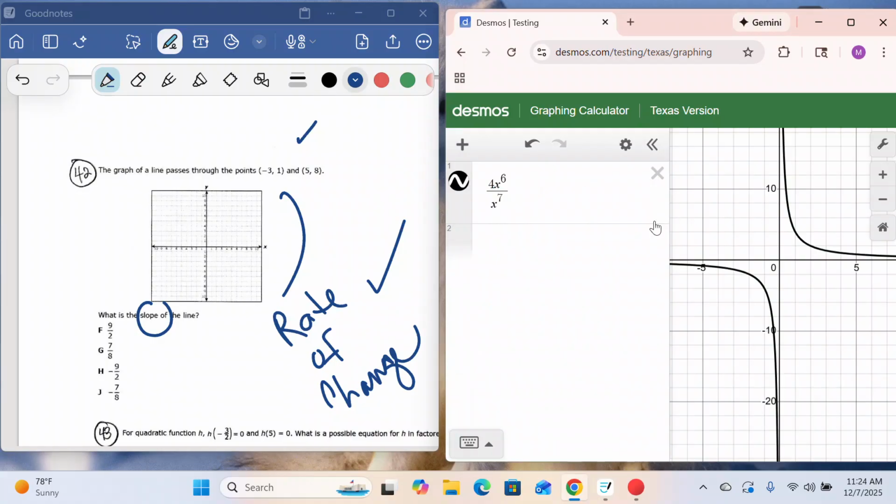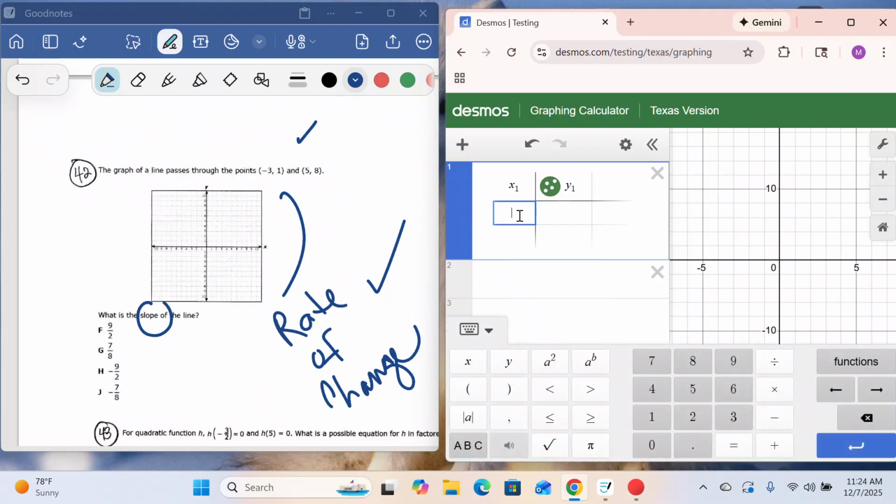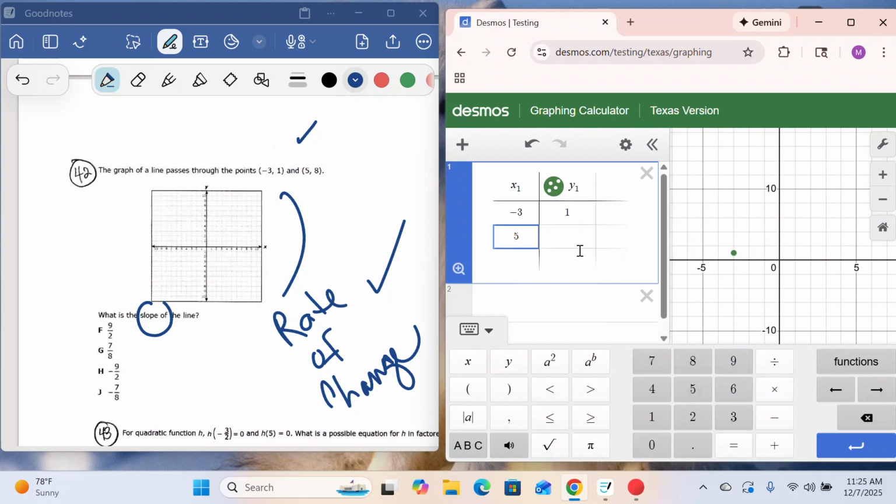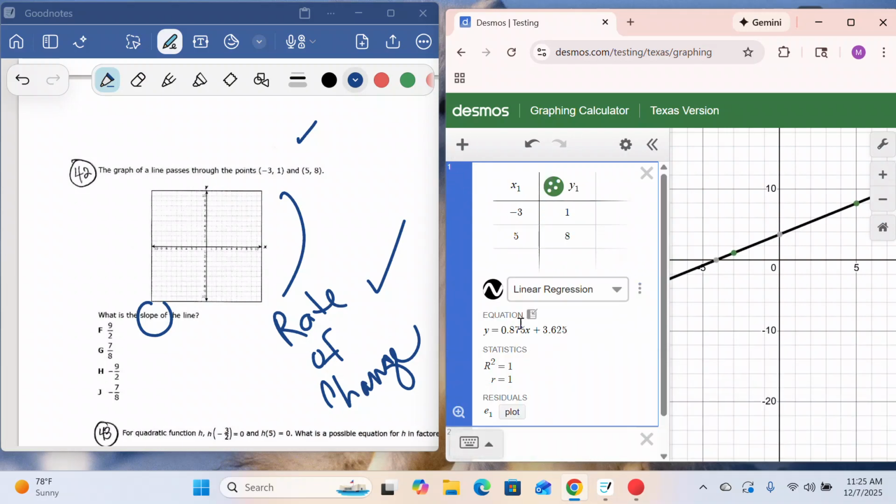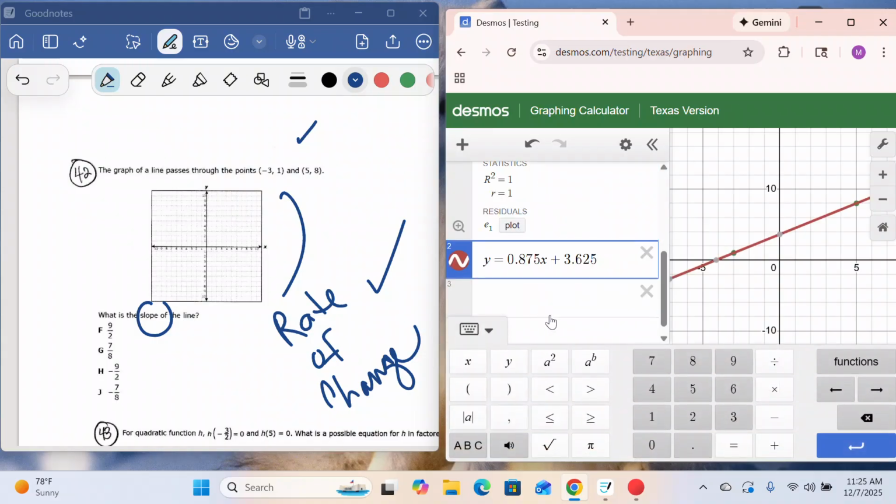So I'm going to go ahead and input it into a table, and I'm going to show you an easy way to do this to get your slope. I'm going to do -3, 1. And I'm going to put 5, 8. And I'm going to go ahead and add regression. And here it is. I'm going to add regression.